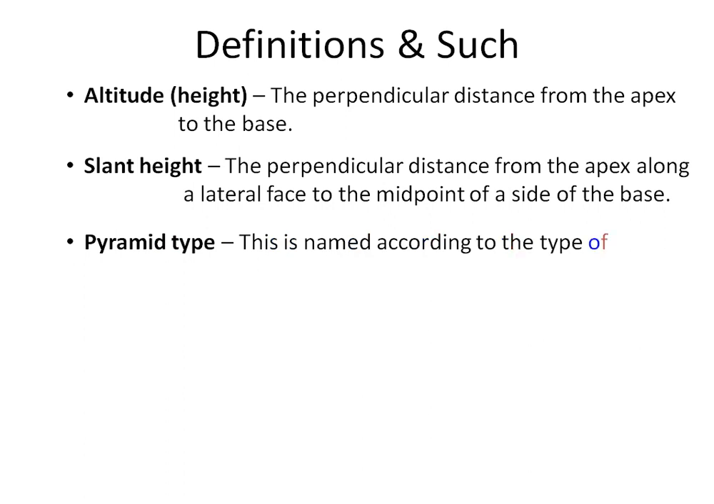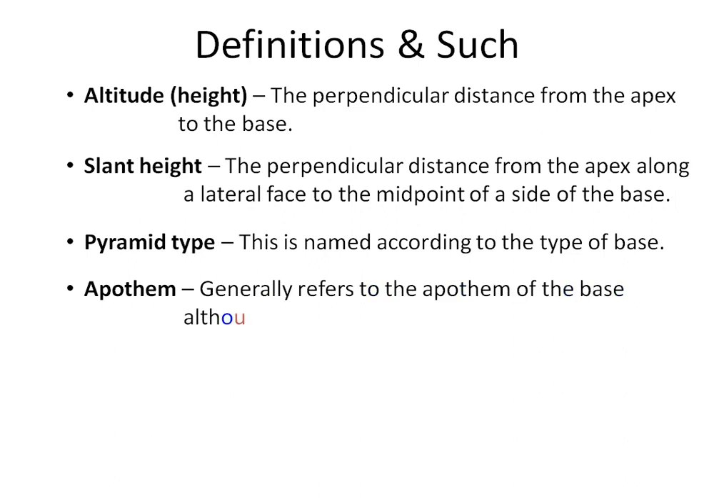Okay, the pyramid type. This is named according to the type of the base. So if the base is a square, it's a square pyramid. If the base is a rectangle, it's a rectangular pyramid. If the base is an octagon, it's an octagonal pyramid. If the base is a triangle, it's a triangular pyramid, and so on and so forth.